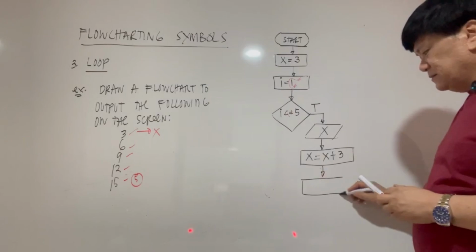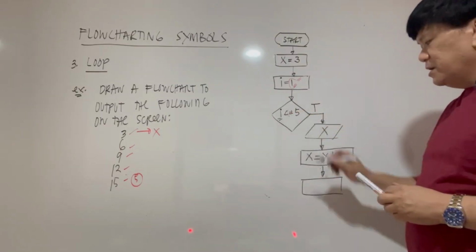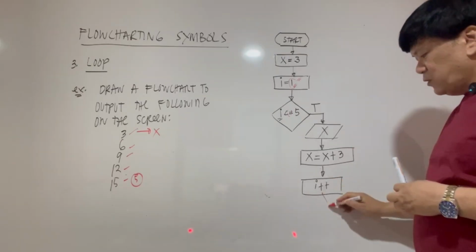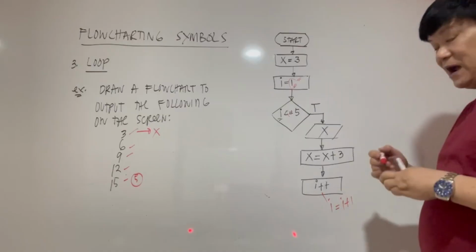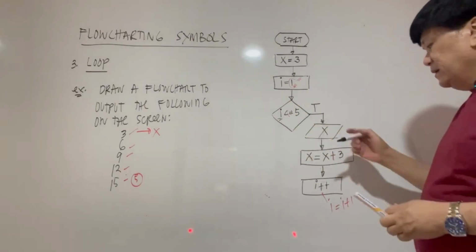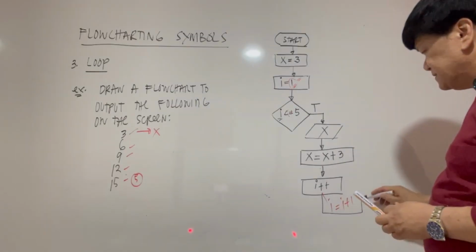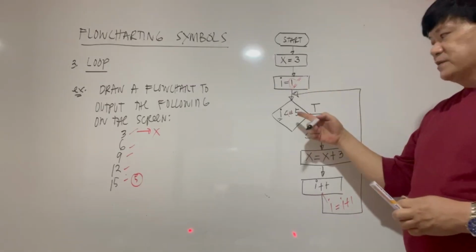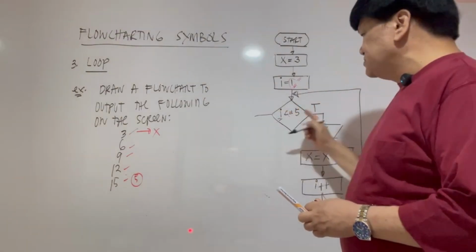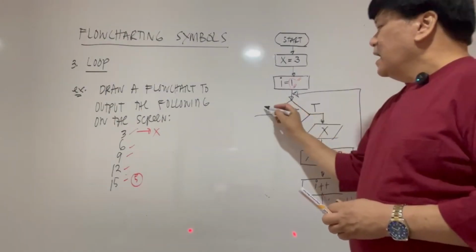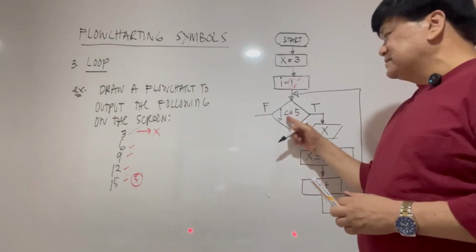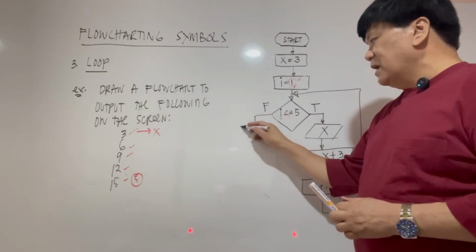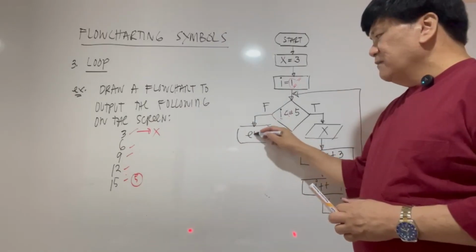We update the counter. So, we say I plus plus, and then, of course, that is equivalent to I is equal to I plus 1. You're adding 1. Increment by 1. And then, before it loops, it will loop now and then point back to here. Until such, it's true, so that will be executed. But once it is not less than or equal to 5 anymore, if it is false, so that will be now the end of the flowchart.